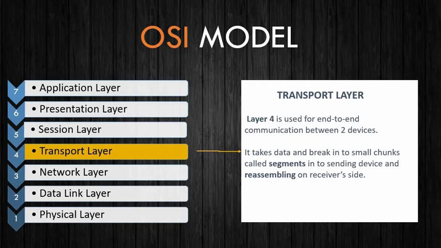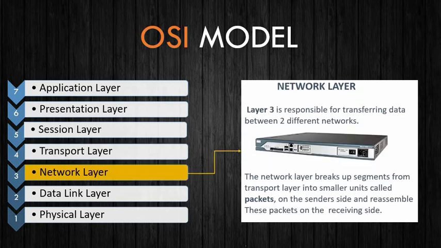Next is the transport layer. It is a layer that is responsible for end-to-end communication between the two devices. It takes data from the session layer and breaks it into small chunks called segments before sending it to layer 3. The transport layer on the receiving side is responsible for reassembling the segments into data the session layer can consume. It is also responsible for flow control and error control.